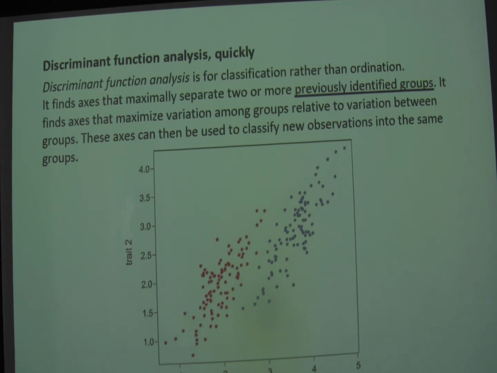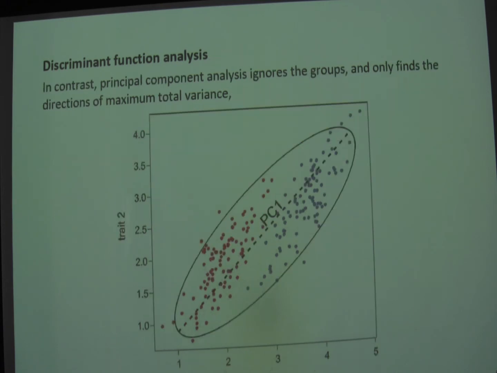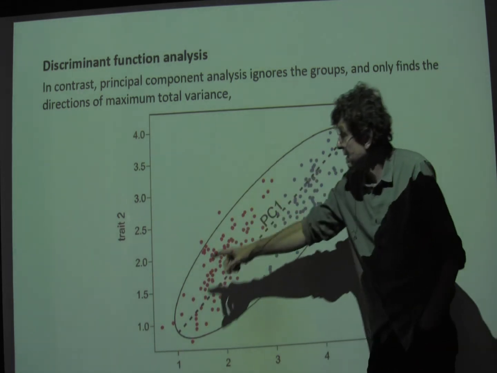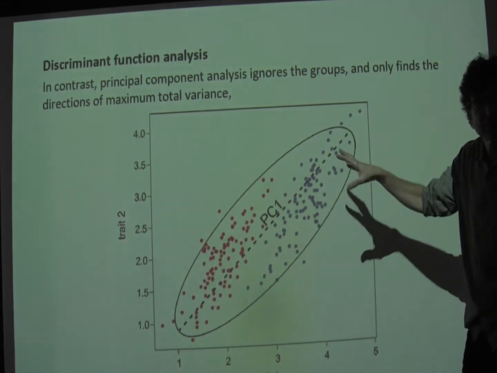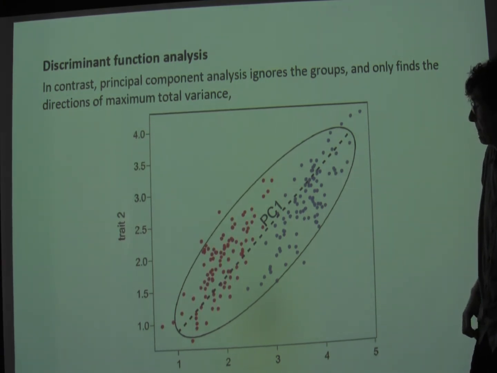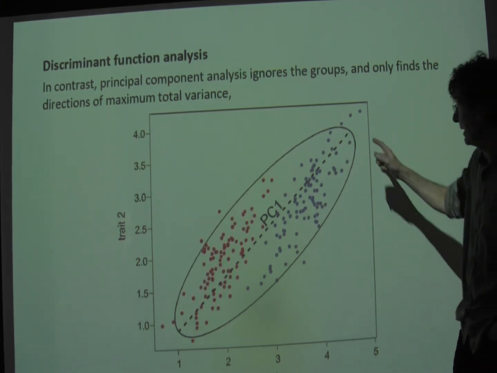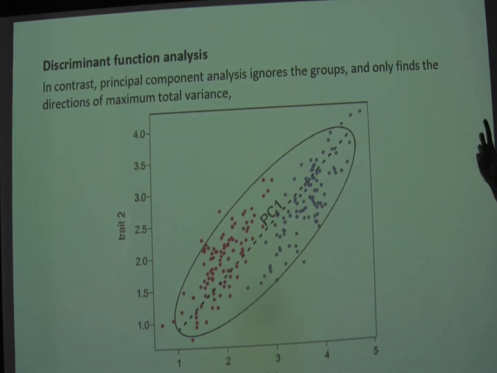Often this would be used to classify new individuals. So here's an example of two groups, red and blue, and how they vary in 2 dimensions for 2 traits, 1 and 2. If we ignored the colors and just threw the data points into a principal component analysis, here's the ellipse which summarizes the variation and covariation in the data, and PC1 is the long axis of that ellipse.